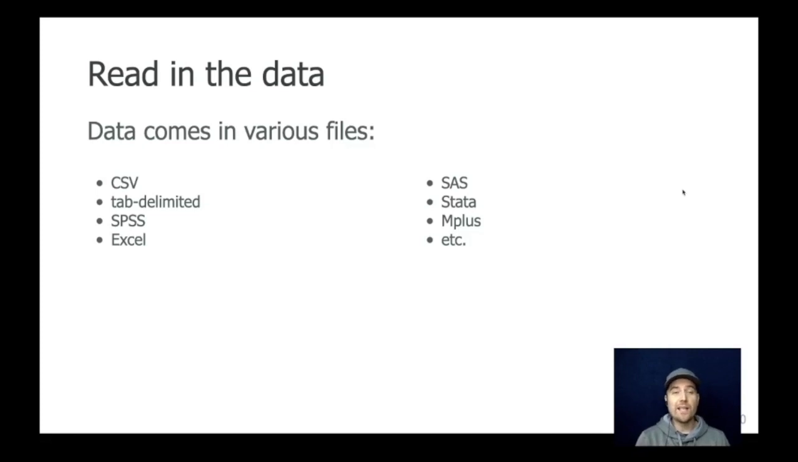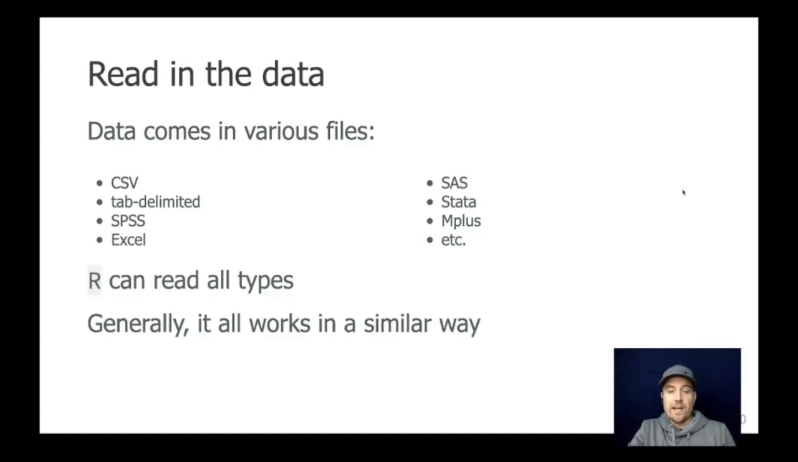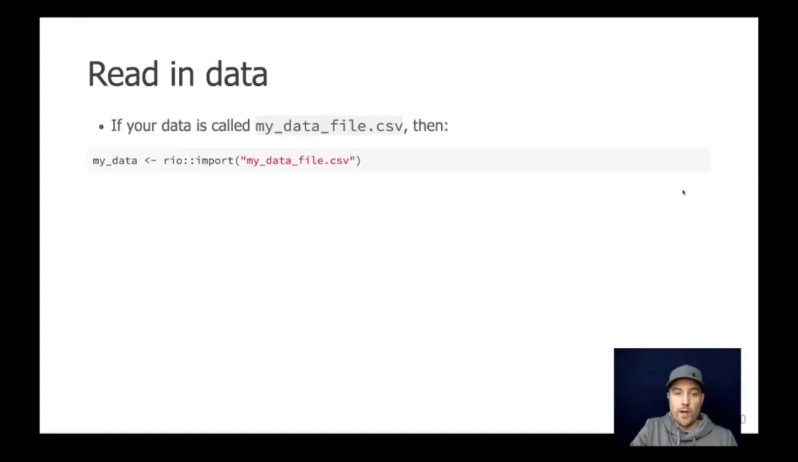When we are reading in the data, data will come in various files. It might be a CSV, which stands for comma separated values. It might be tab delimited, where it's separated by tabs. So each value has a tab between it. You might get SPSS data. Your advisor may be like, here's some data, and it's an SPSS file. Or Excel, that's really common. Or these other less common ones like SAS, Stata, and Mplus. All of these things can be read into R, which is really helpful. What's nice is that generally all works in a similar way.